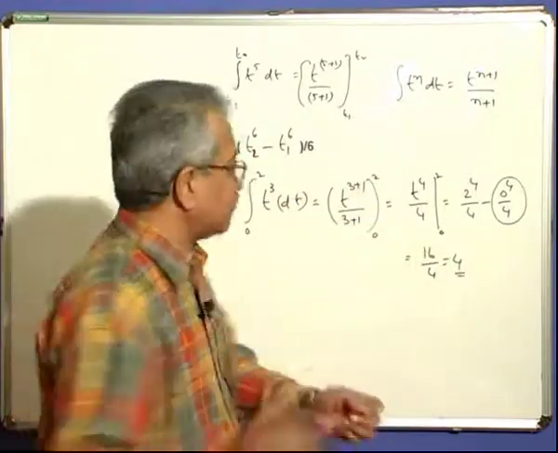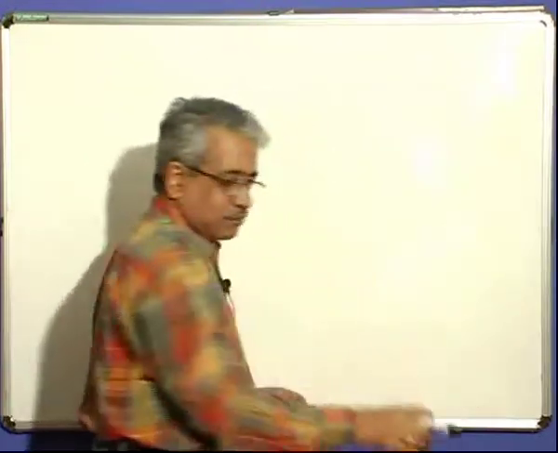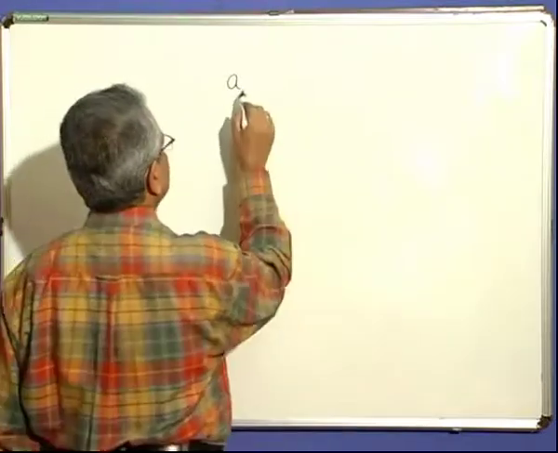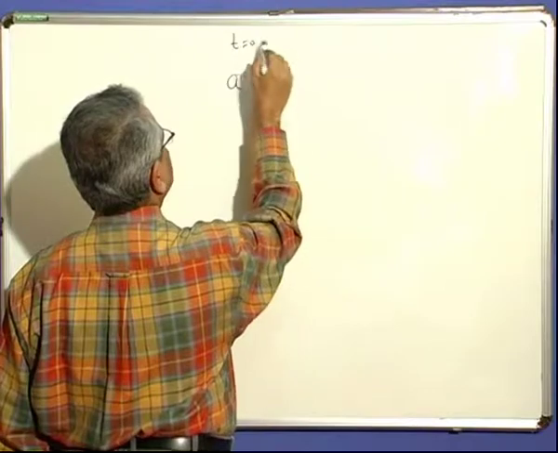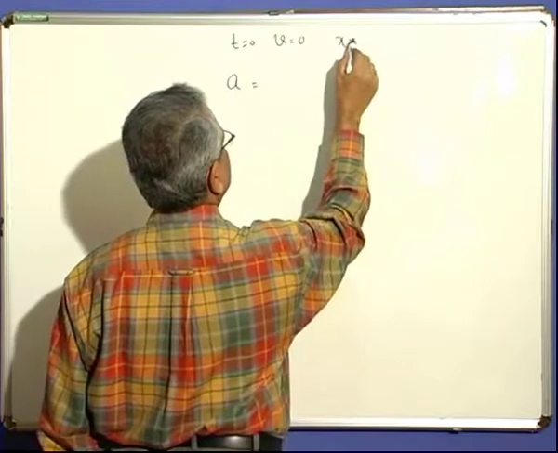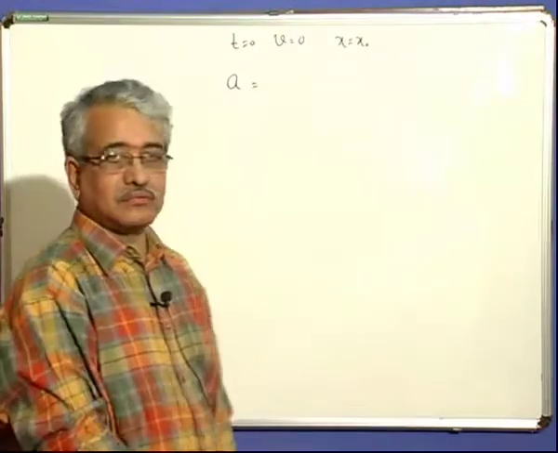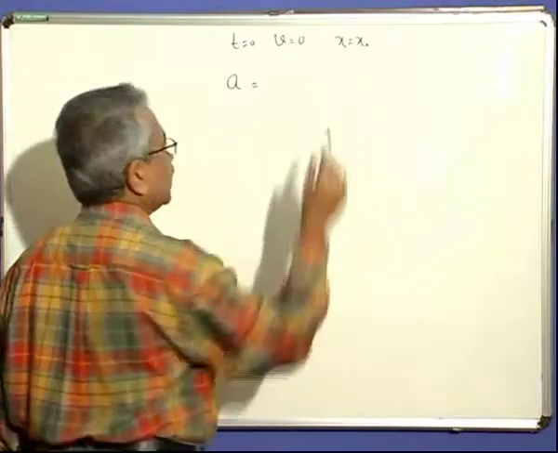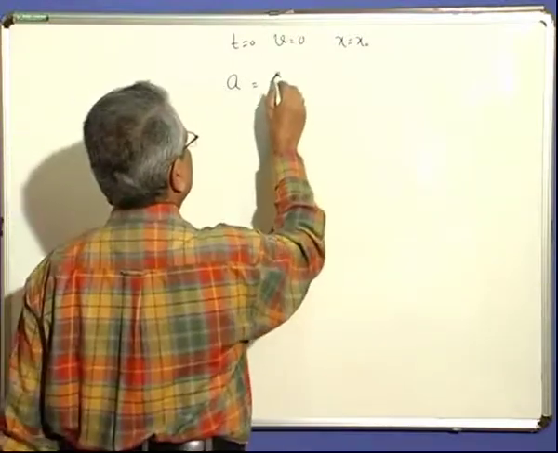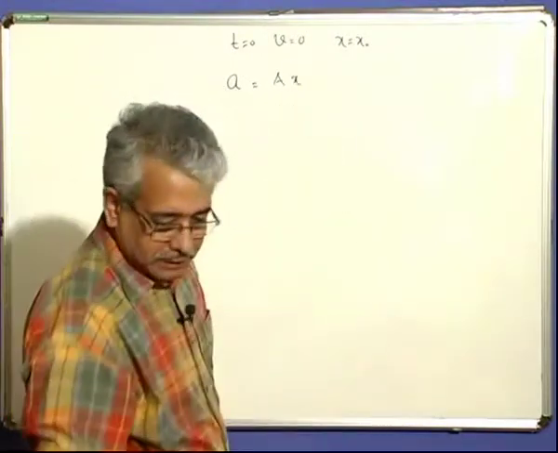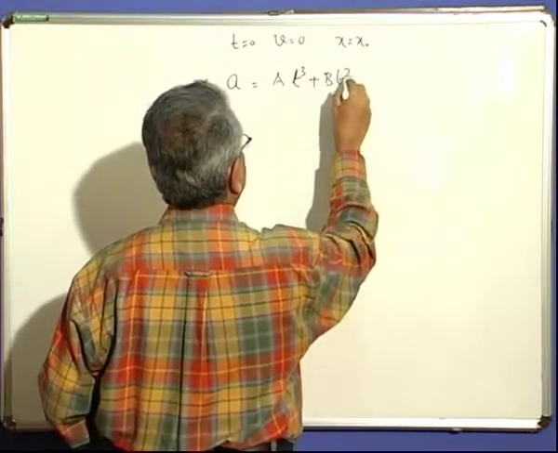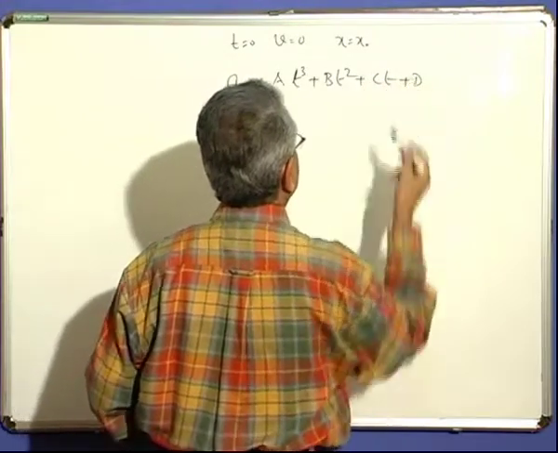Like this, we can do any problem. What problem will we do? Take an example here. The acceleration of a body is given, suppose. It is given that at t equal to 0, the velocity is 0 and the displacement is x0. You are asked to find the variation, where the acceleration is changing with time as a t cubed. I put the general equation here: a t^3 plus b t^2 plus c t plus d.